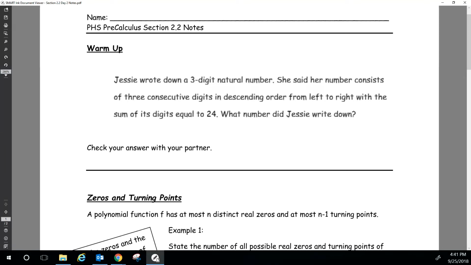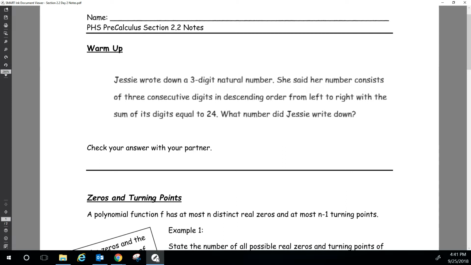Hi guys, these are the notes for day 2 of section 2.2. We started off with a warm-up. We didn't do this together, but I wanted to make sure that you had the solution to it somewhere. You might see it again as a bonus sometime. Just saying, never disregard warm-ups.